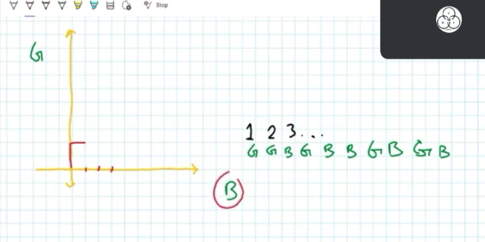Again one girl. Two boys. Two boys. One girl. Up to this we have drawn. One boy. A girl. And a boy.